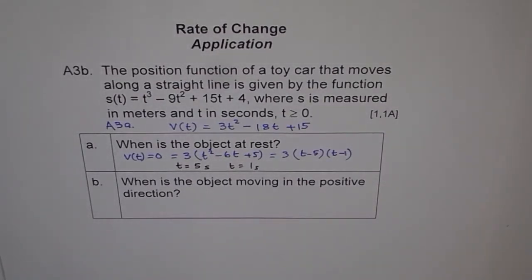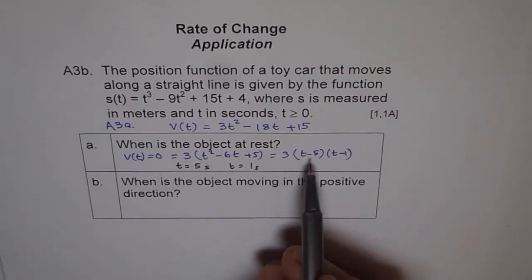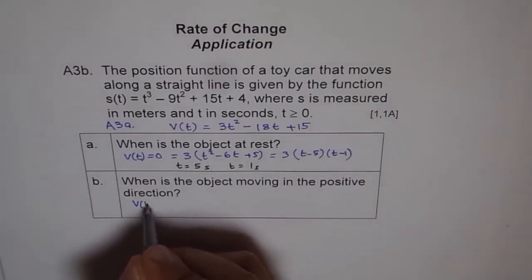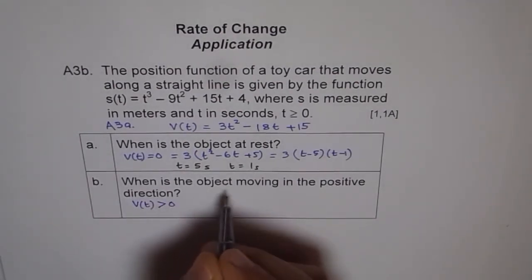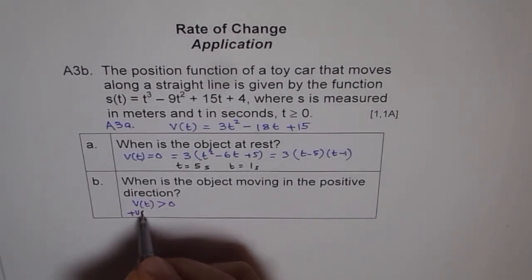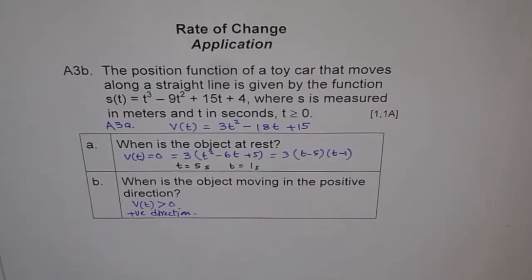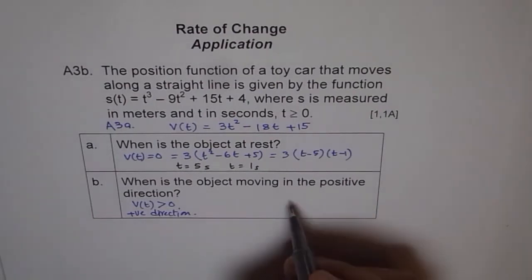Right. When is the object moving in the positive direction? That's interesting. One way is when the velocity is positive. If the velocity is positive, that means v(t) is greater than 0. So the positive direction is when our velocity is greater than 0. Do you see that? One way is to solve the inequality. Another way, which is very easy, is to sketch it.